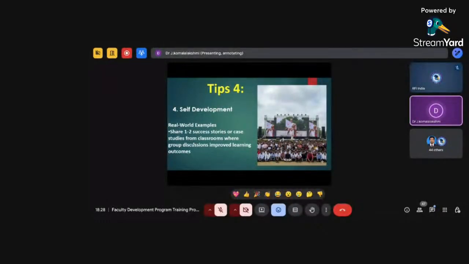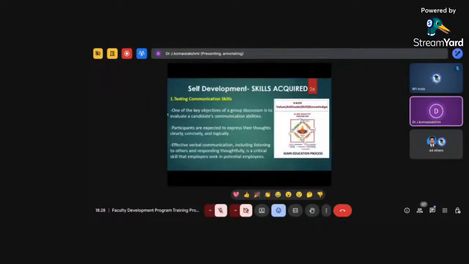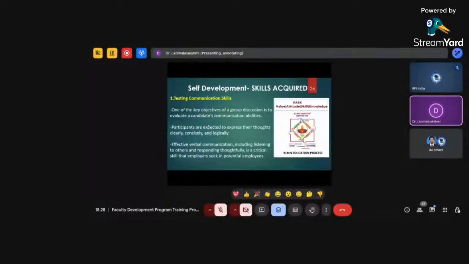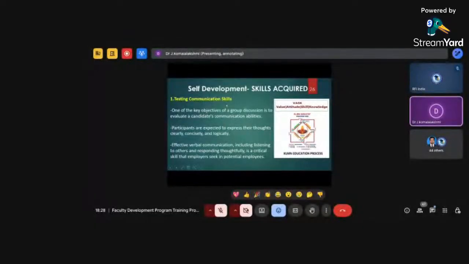That is the contributive spirit developing in that GD tip. In that other thing, the round of capsule format is contributive spirit, give and grow. So in that, what are all the skills now? Testing the communication skill. We will be able to check the communicating ability.